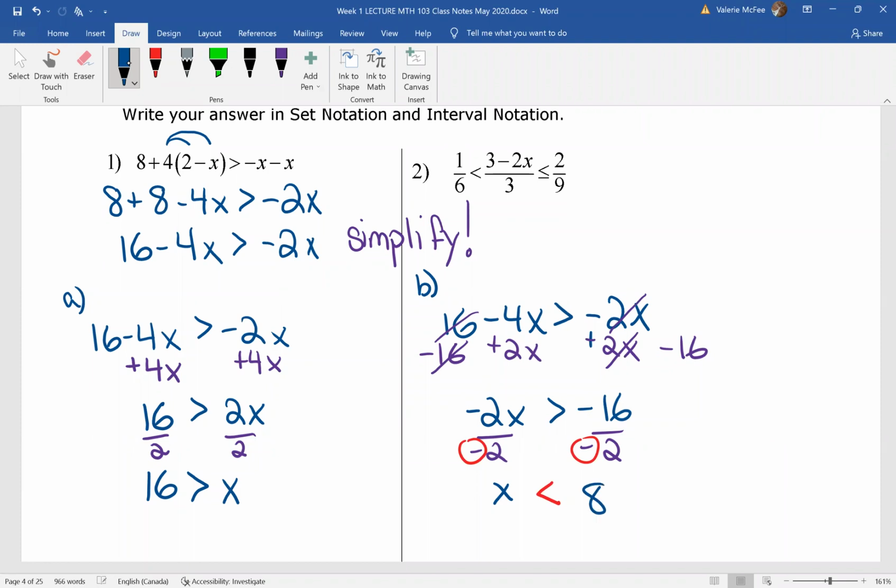Oh, I didn't write my 8 over here. You guys weren't loud enough and didn't tell me 16 divided by 2 is, of course, 8. When I make a mistake, please let me know. It happens.